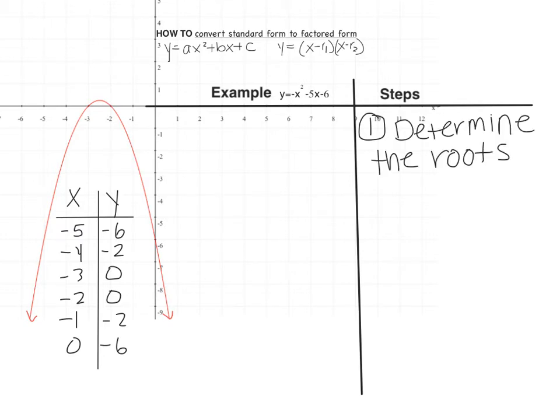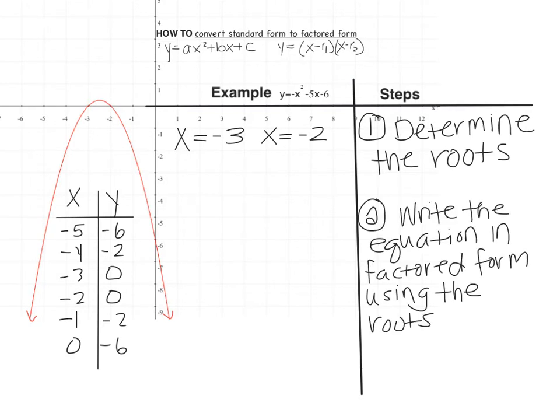Step 1 is determine the roots. We determine that our roots for y equals negative x squared minus 5x minus 6 is x equals negative 3 and x equals negative 2. Now that we have the roots, we can actually use them and substitute them into our general factored form. So let's copy down step 2.